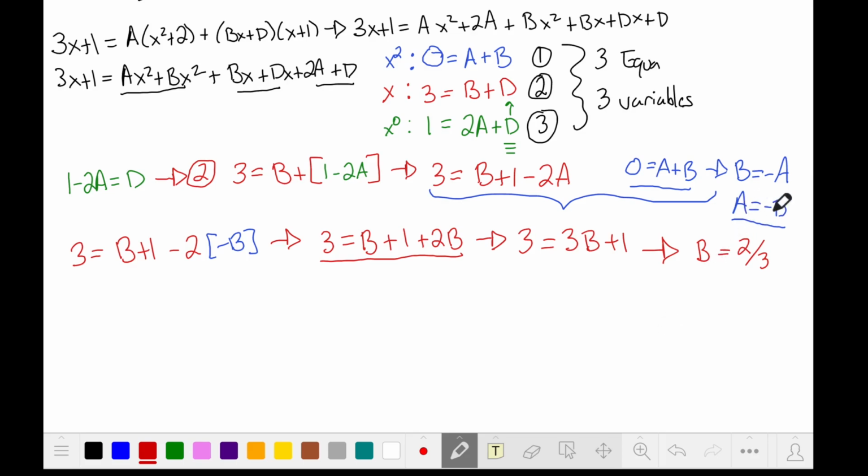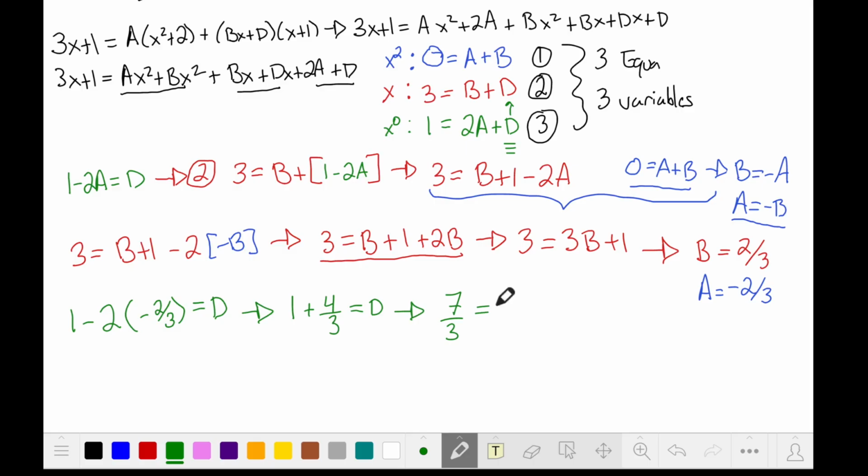And now we already have an expression for A, which is really nice. In blue, we know that A is equal to minus B. So we can quickly write A is equal to minus 2/3, because A is just the negative of B. And now the nice thing is in green, we've got an expression for D that depends on A. So we're going to have 1 minus 2 times, and then wherever we see A, we can plug in minus 2/3, and that's equal to D. So we're going to have 1, and now negative 2 times negative 2/3, a negative and a negative turns into a positive, so plus 4/3 is equal to D. Or in other words, 7/3 is equal to D. So D is equal to 7/3.